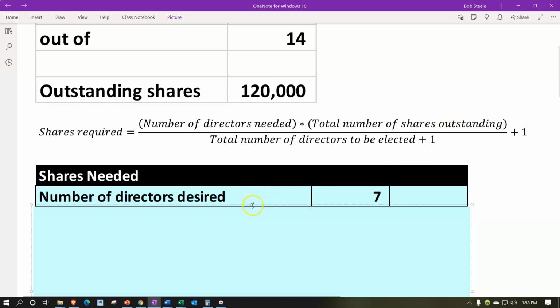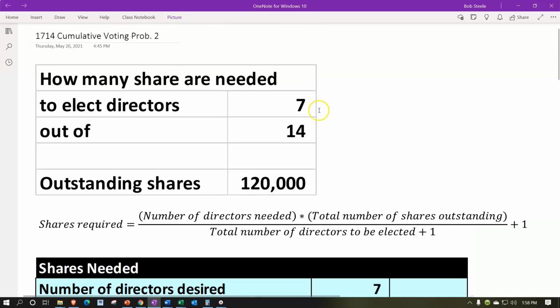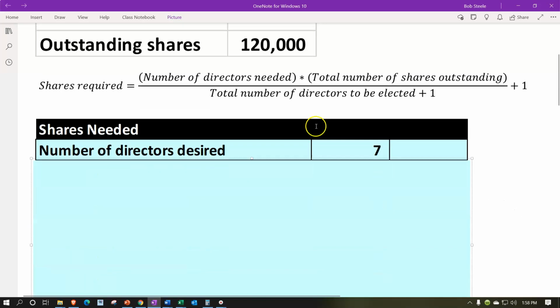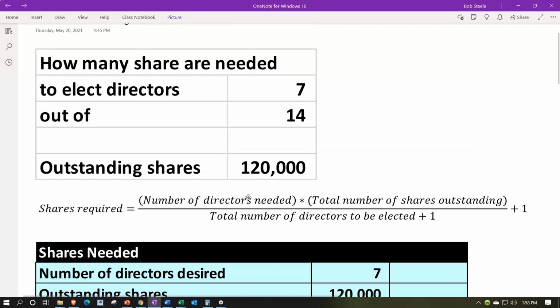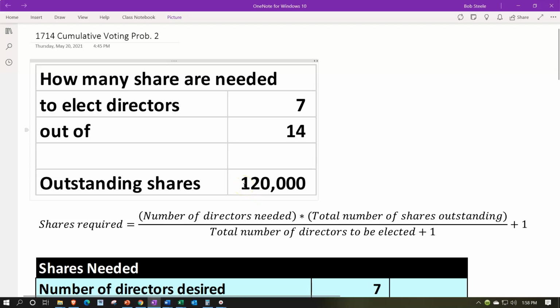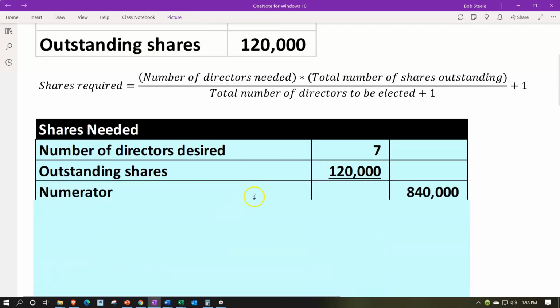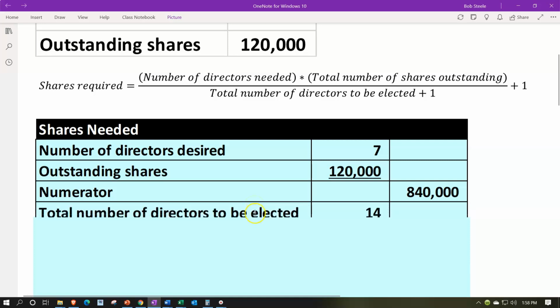Basically, I want to end up, when constructing something like this, with the numerator and denominator in the outer columns, and I'm going to pull inside any more complex calculations. So here we've got the number of directors desired. That's going to be in our numerator. I'm going to pull that to the inside. We're going to say we want 7. We're looking to pick up 7 of the 14. Then we've got the outstanding shares. The outstanding shares are 120,000 shares out there. So 7 times the 120,000 would give us 840,000.